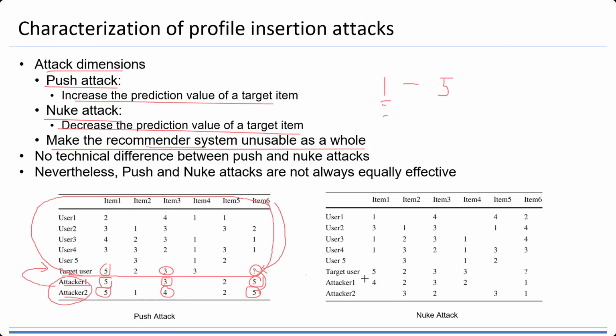Or in this case, the attackers try to be similar to the target user. So they are similar, but they give a small rating. So this is 1. Then we cannot use the recommender system because the recommender system will probably give a bad recommendation to the target user.